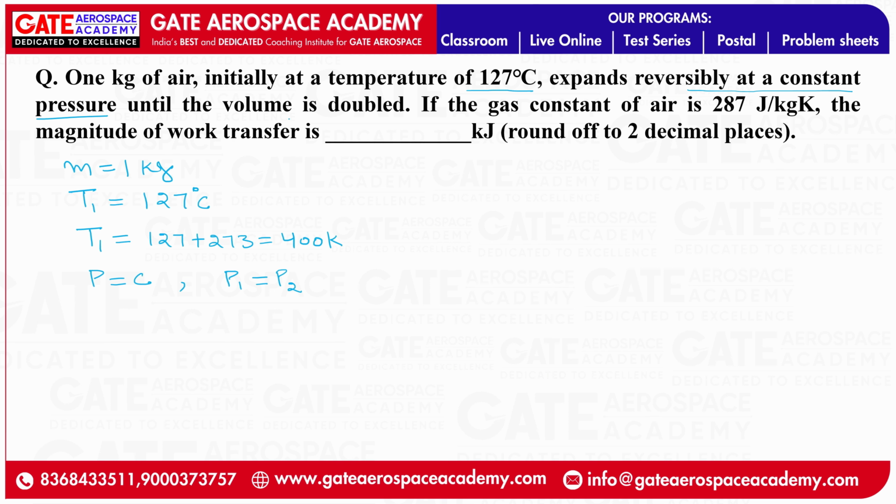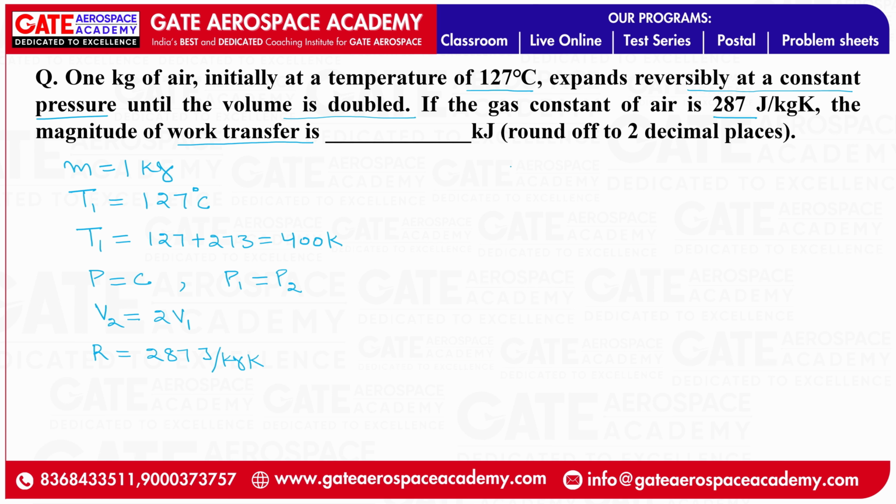Until the volume is double. So V2, the final volume, will be 2 times the initial volume. If the gas constant of air is 287, so the R value, the characteristic gas constant, is equal to 287 joule per kilogram Kelvin. The magnitude of work transfer is, we have to find out the work done.